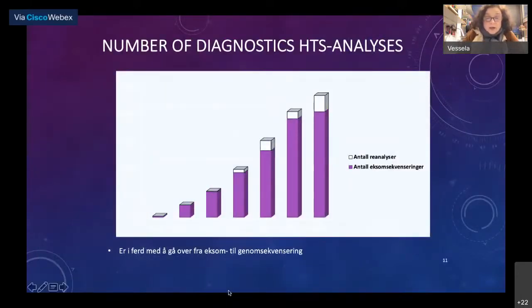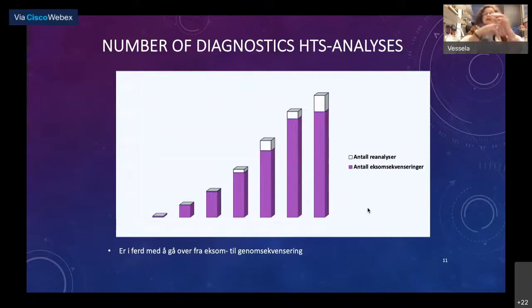In our laboratory of medical genetics, the number of diagnostic high throughput sequence analyses has also been growing over the years. Oh, I'm sorry, it's white letters on white background. So this is from 2013 to 2019, every year. You can see the number of exomes that are sequenced and the number of reanalyses that were necessary.